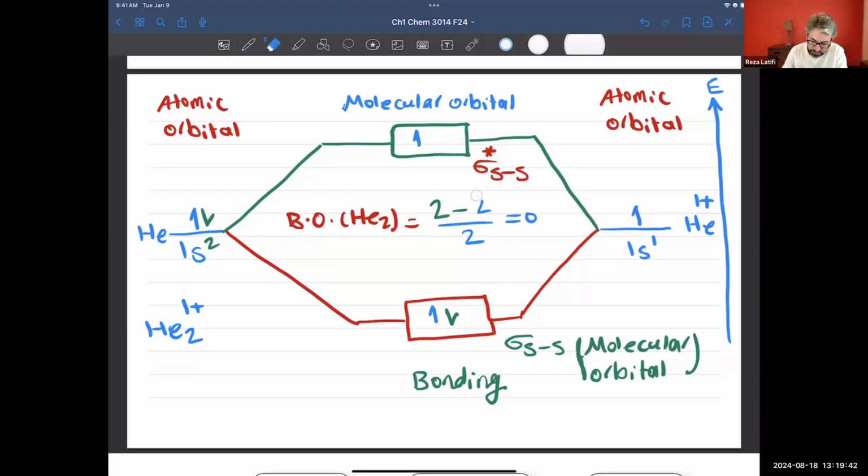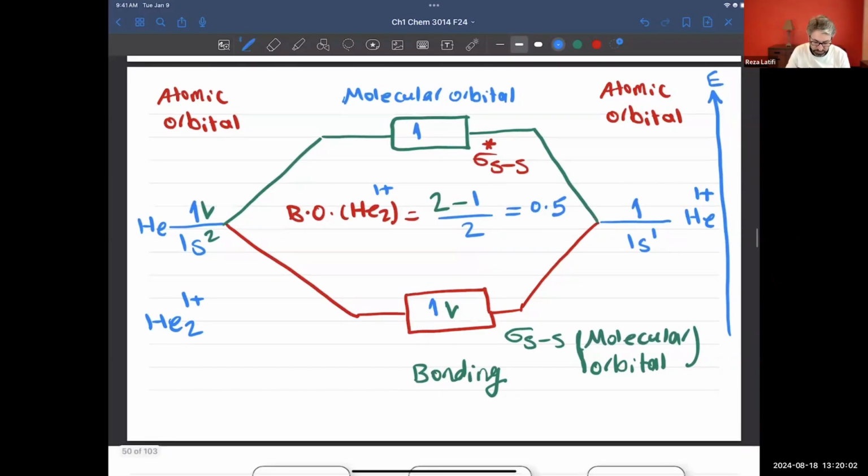So what's going to be the bond order? It will be 2 minus 1, which is half. So is it possible to have 2 helium attached to each other when there is a positive charge? Yes, that's possible. But remember, this species is going to be unstable, but it's not impossible. It's not impossible to get helium attached to another helium while the total charge is plus 1. That's feasible. You can create such a species.